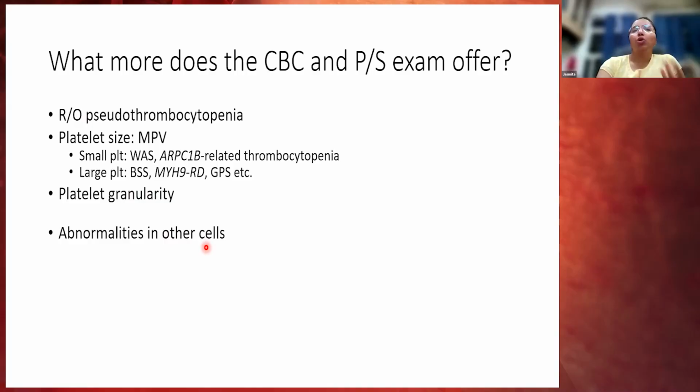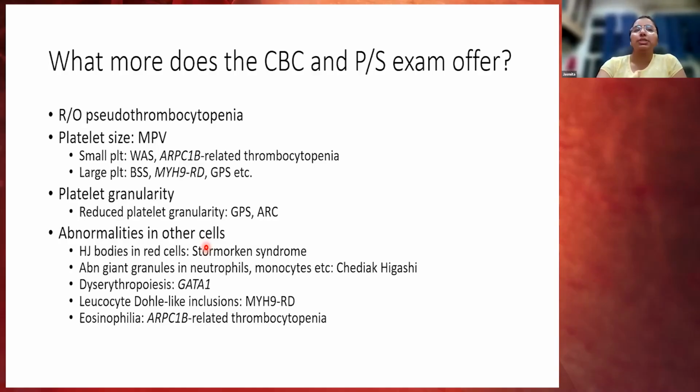So there are multiple causes of large platelets. This also includes the platelet type von Willebrand disorders. However, for small platelets, you have a very limited differential. Now, platelet granularity is again reduced in gray platelet syndrome and in the syndrome of arthrogryposis with renal dysfunction and cholestasis. What are the abnormalities that we can look at in the other cells?